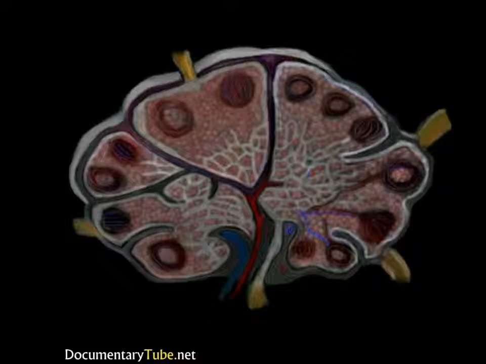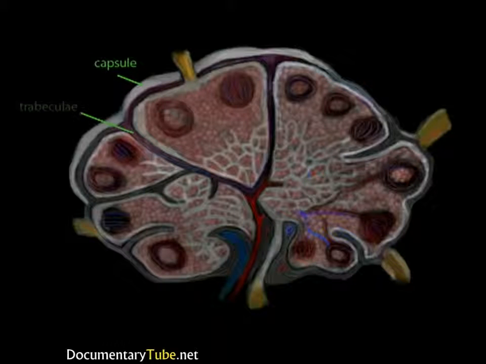The spleen is roughly the size of a clenched fist. Unlike lymph nodes, however, the capsule or outer cover of the spleen contains smooth muscle tissue. Extensions of this capsule, called trabeculae, make up the skeleton of the organ.